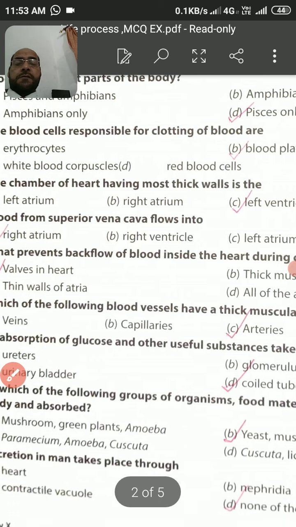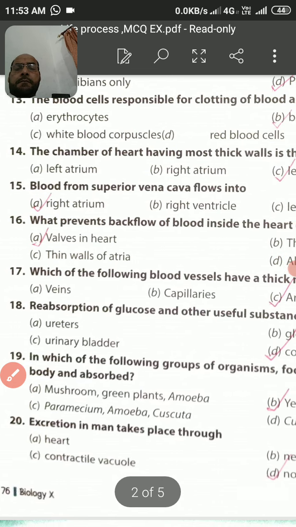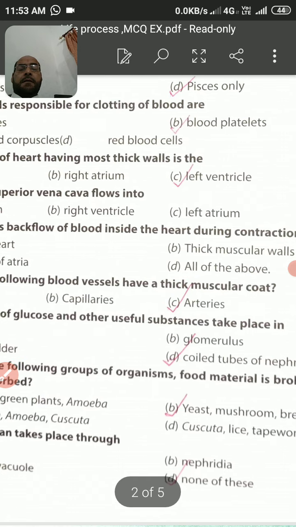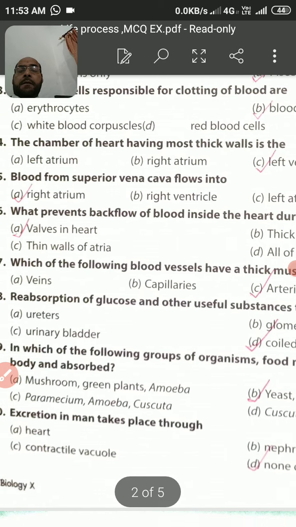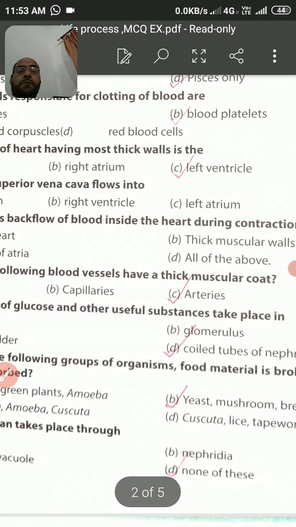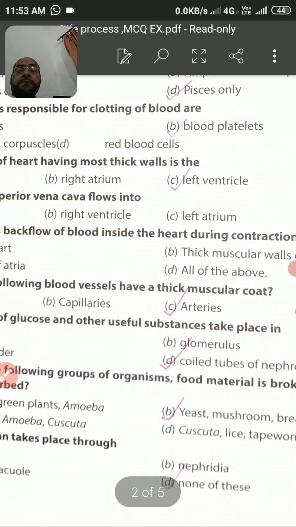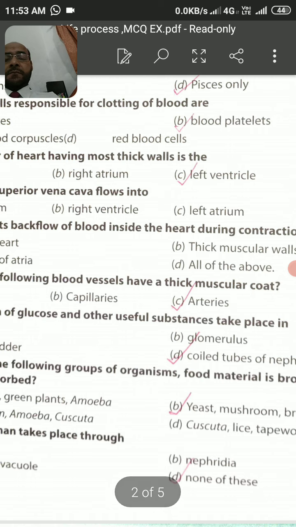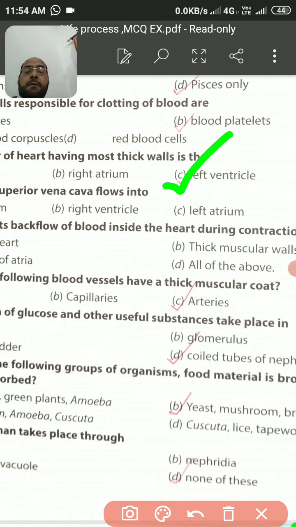Dear students, come to the next question, that is 14. The chamber of the heart having the thickest wall is: the left atrium, no; right atrium, no; that is the left ventricle. Why is it so? Because the left ventricle produces high pressure in pushing the blood into the aorta for the supply of blood to all parts of the body. So the answer will be the left ventricle.